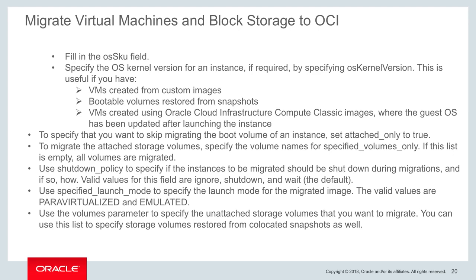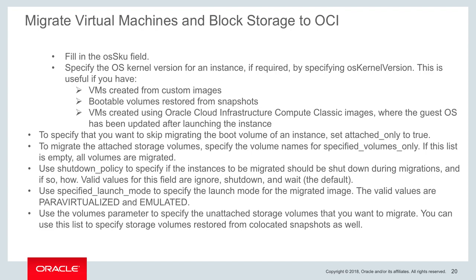You have to specify the OS kernel version for an instance only if required, and this is useful if you have VMs created from custom images or bootable volumes restored from snapshots, or VMs created using OCI Compute Classic images where the guest OS has been updated after launching the instance.